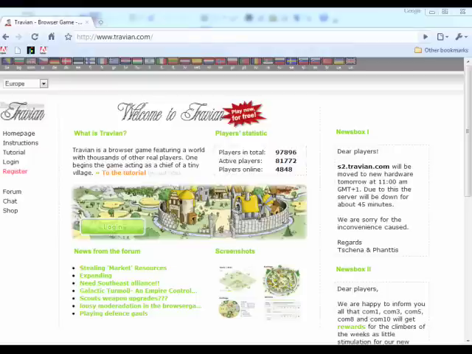Just in terms of my own personal experiences, something I found really interesting was playing in this online game called Travian, where you see it on the screen there. I'm just going to log in.